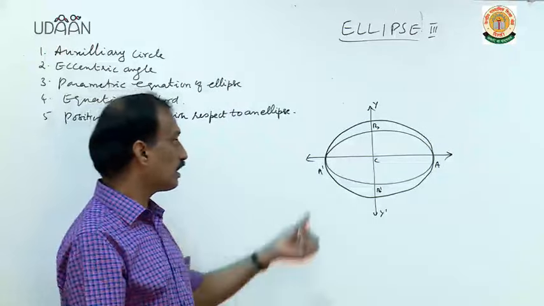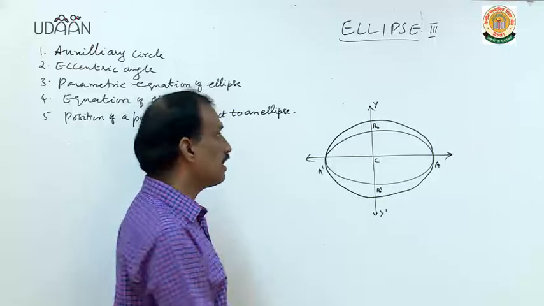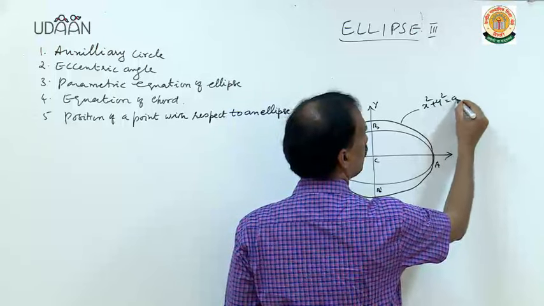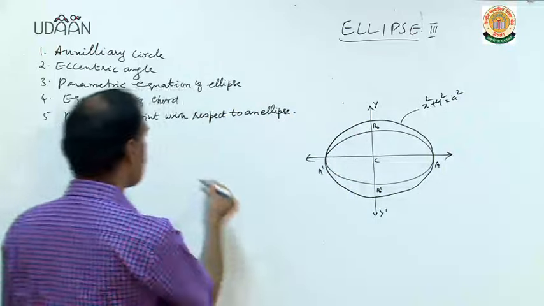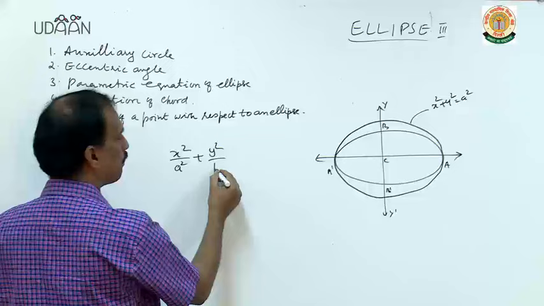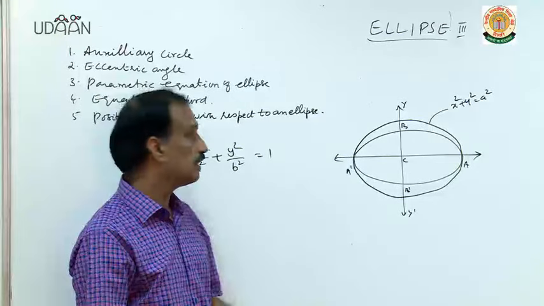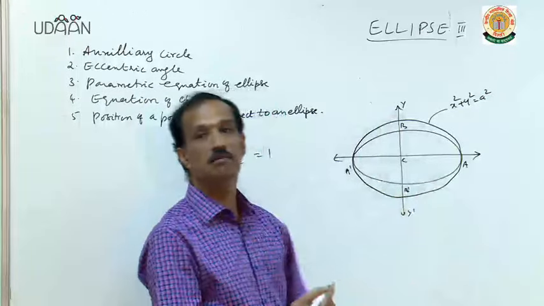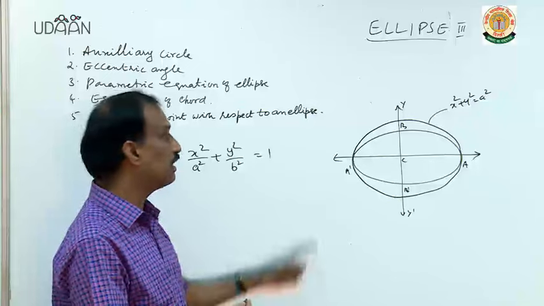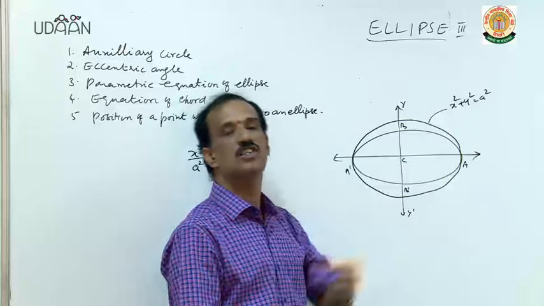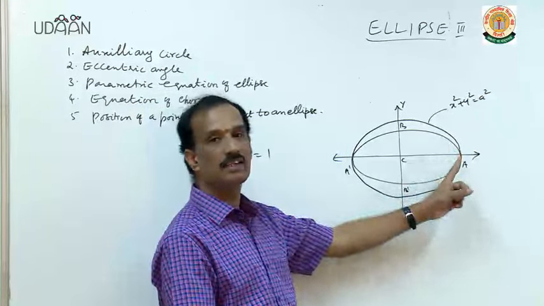So here the diameter is 2a, and the center is the origin. So what is the equation of the auxiliary circle? x square plus y square equal to a square. The equation of the ellipse is x square by a square plus y square by b square equal to 1. When a and b are the same, the auxiliary circle is formed. So the auxiliary circle is a circle drawn with the length of the major axis as a diameter.